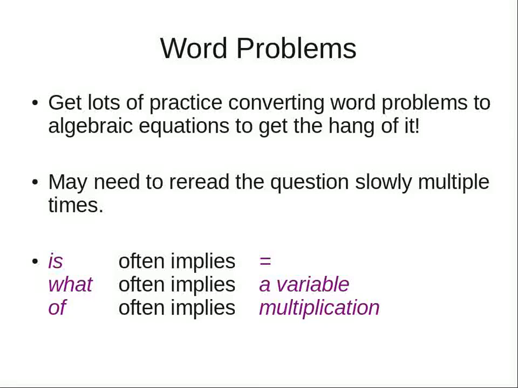Every word can be important in a word problem. You need to reread the question slowly multiple times to make sure that you're answering the right question. Some guidelines. If you see the word is, that often can be translated as equals. If you see the word what, that often can be translated to mean that there's a variable coming up. If you see the word of, that often implies multiplication.